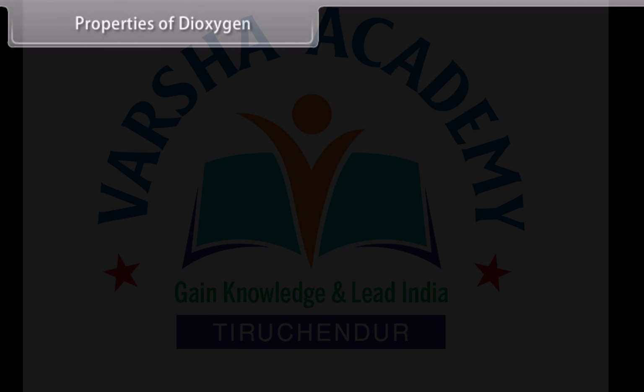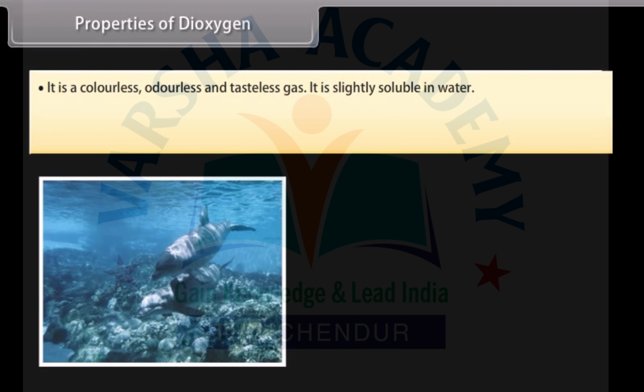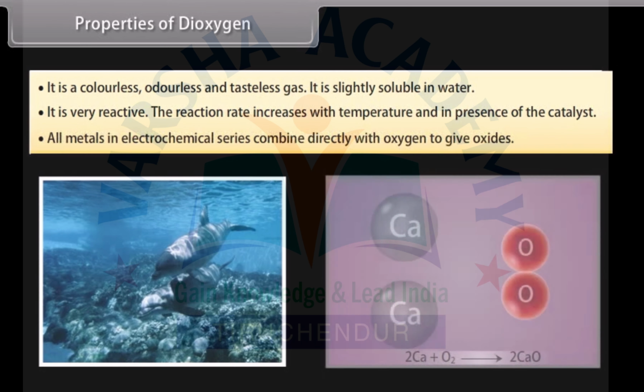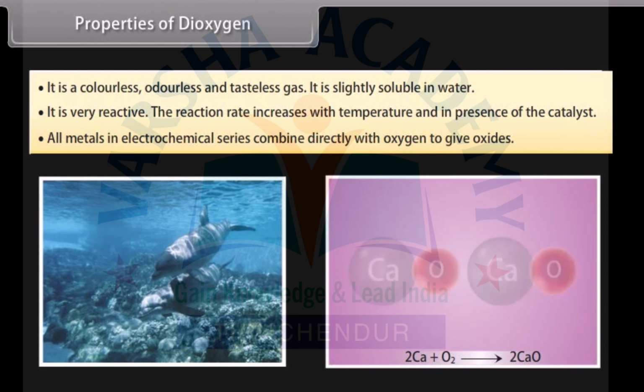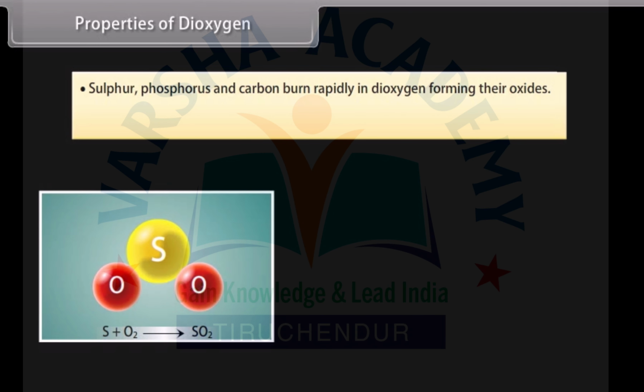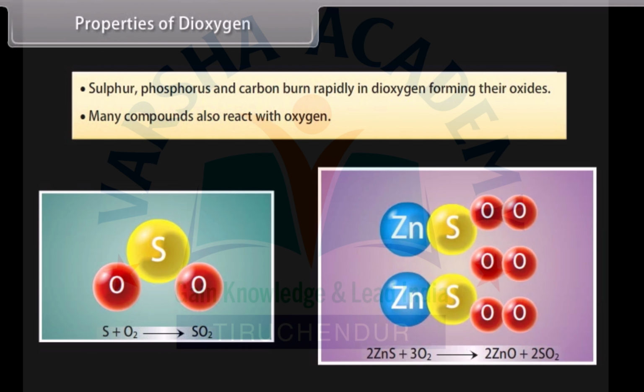Properties of dioxygen. It is a colorless, odorless, and tasteless gas. It is slightly soluble in water, which gives vital support to marine and aquatic life. It is very reactive. The reaction rate increases with temperature and in presence of a catalyst. All metals in the electrochemical series combine directly with oxygen to give oxides. Sulfur, phosphorus, and carbon burn rapidly in dioxygen, forming their oxides. Many compounds also react with oxygen.